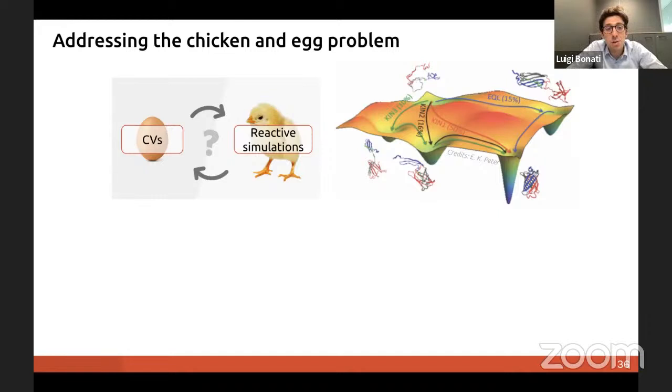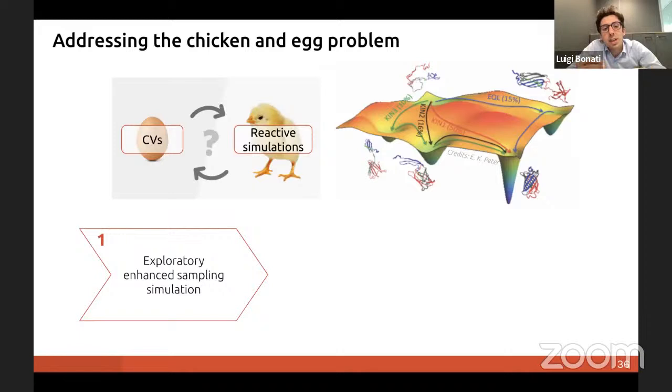So a possible way out of this problem is the following. We start with an exploratory enhanced sampling simulation. This could be performed either with some approximate collective variable, or with collective variable-free methods, such as sampling of generalized ensembles, for instance performing multicanonical simulations, as I will show you in the following.